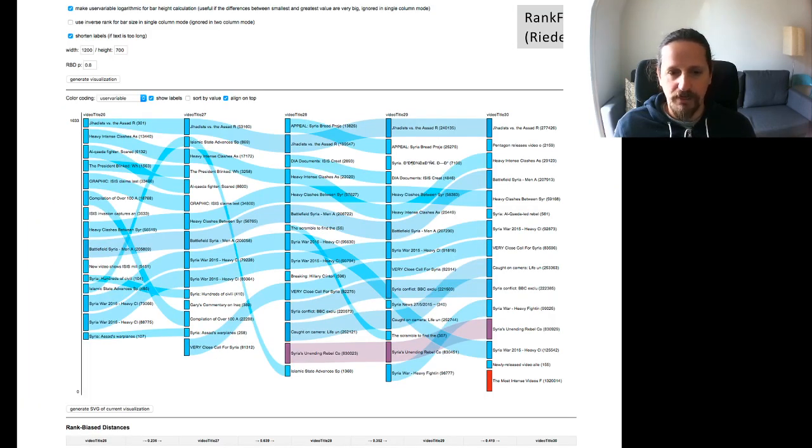We said, okay, let's select a number of queries that we're going to use as entry points into the ranking system. And let's do that over time, every day for a while, and then let's see how the rankings change.